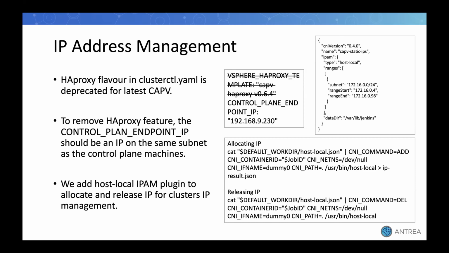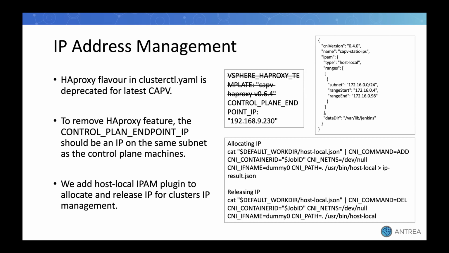So to implement this design, we need an IPAM program to manage the IP address from the IP pool. So finally, we choose to use the host local plugin from the CNI project. It's very convenient for us to both allocate and release IP with this plugin support. And for the IPAM plugin itself, it's just like a key value store, to add and delete entries from the user.